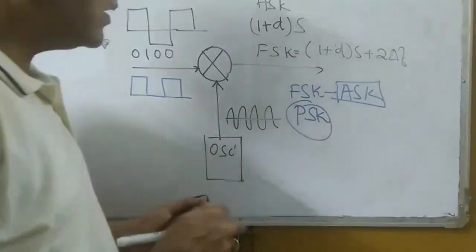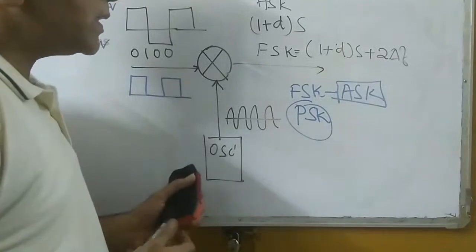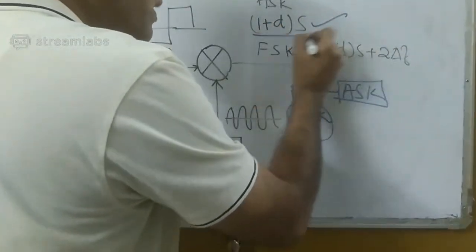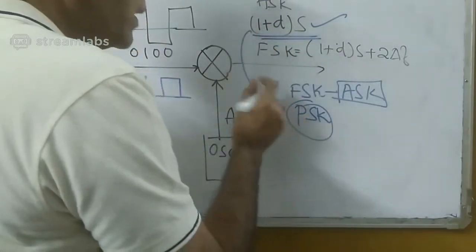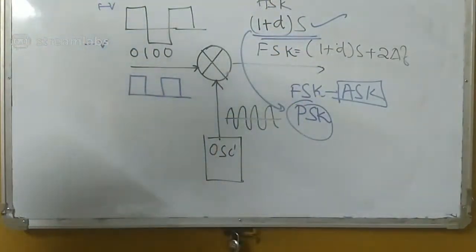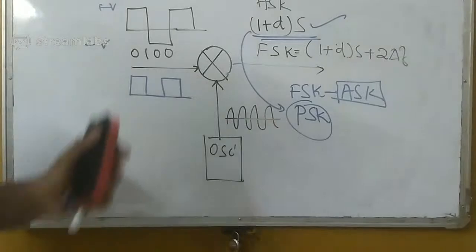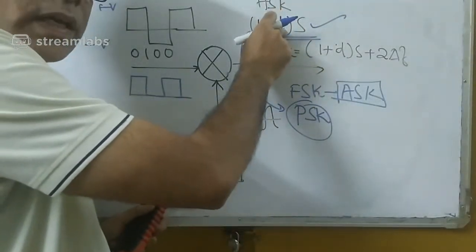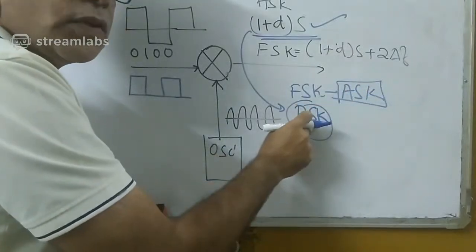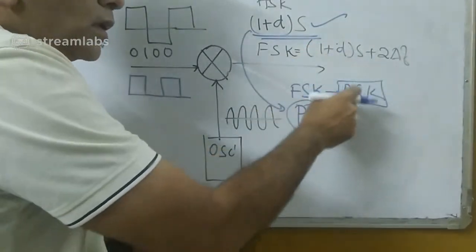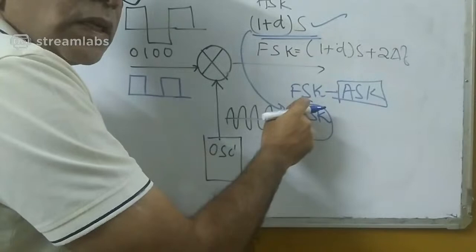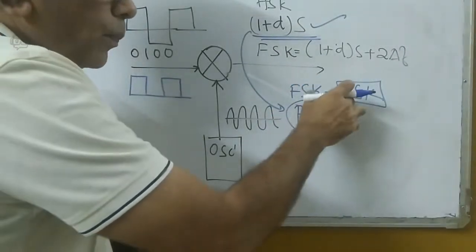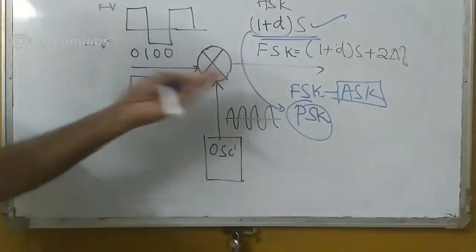Now when I talk about the PSK bandwidth, it is the same as this. So PSK bandwidth is equal to 1 plus D into S. That means it has a bandwidth same as that of ASK. So it is taking the advantage of ASK, and it is not getting affected by the noise. So FSK's advantage is also part of it.